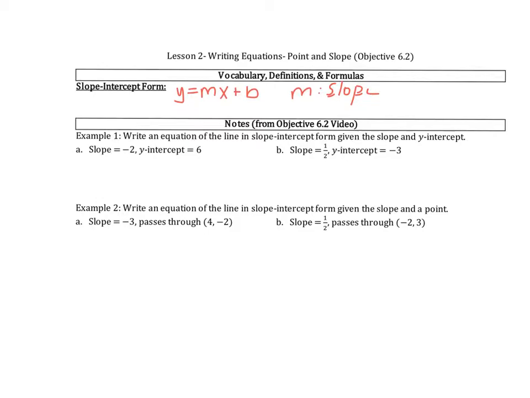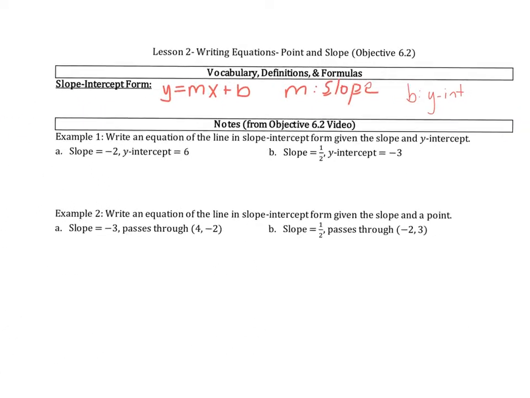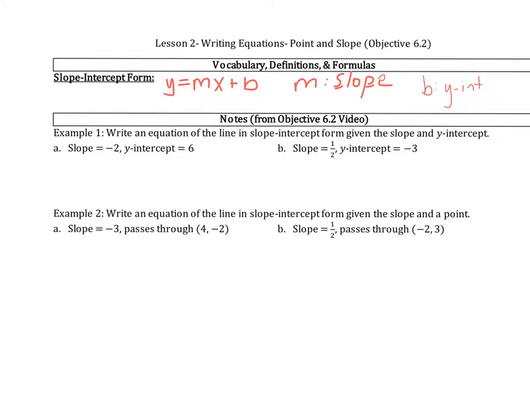I'm going to zoom in a little bit because I'm having trouble writing here. So m is our slope, and b is our y-intercept. Okay, so we are going to use our slope-intercept form of a line to write an equation. So basically, when we're writing an equation of a line, we are trying to fill in a line template. So you have to know the slope and the y-intercept in order to write the equation.